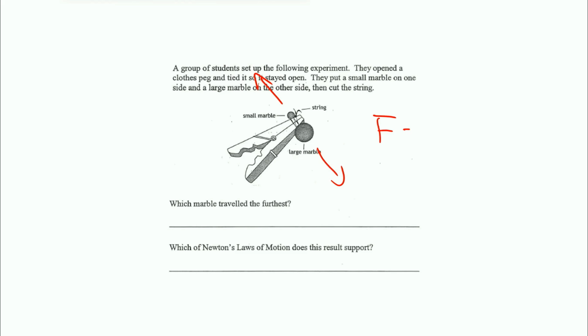We're looking at F equals ma, Newton's second law of motion. The force applied to each marble is actually the same because it's supplied from the peg, which is just doing its nice little closing business that pegs like to do. So the force is constant.